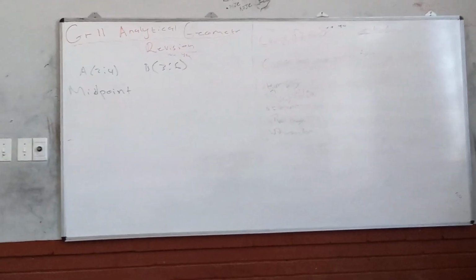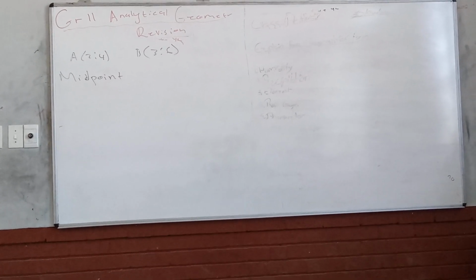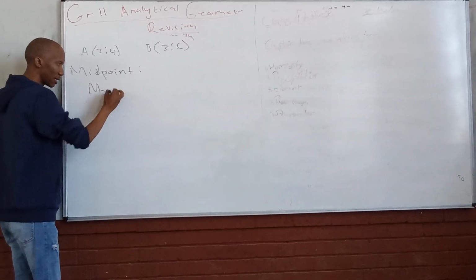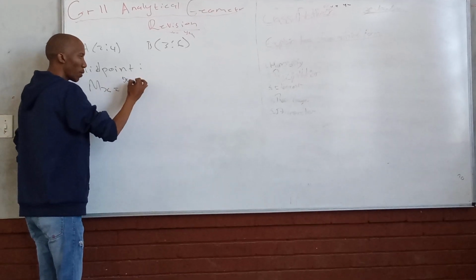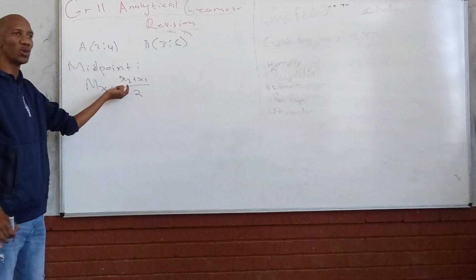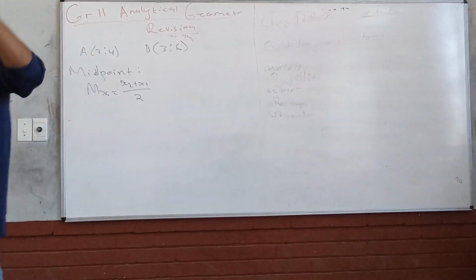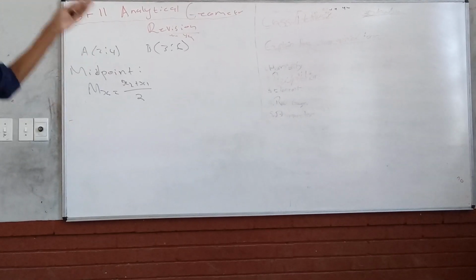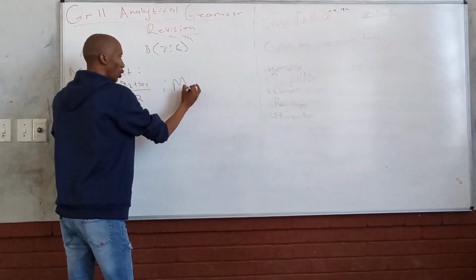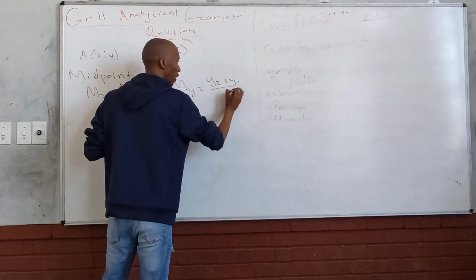Midpoint. With the midpoint, there's only one formula that I prefer. The one that I prefer for midpoint is mx is equal to x2 plus x1 all over 2. The reason I want x2 plus x1 is that I'm trying to keep the logic of the gradient here. Now x1 plus x2, it really doesn't matter. And then we say the midpoint of y is equal to y2 plus y1 all over 2.